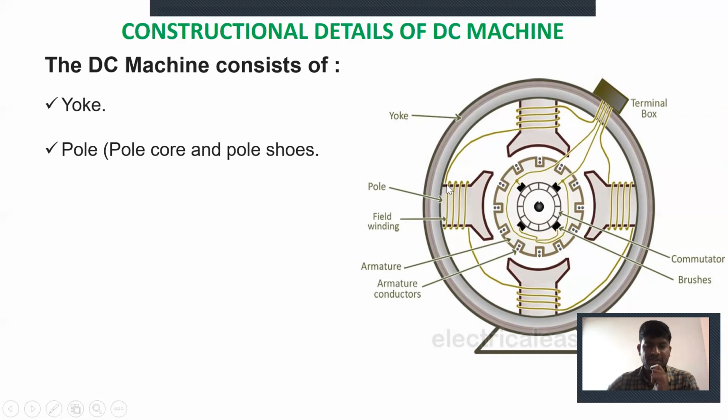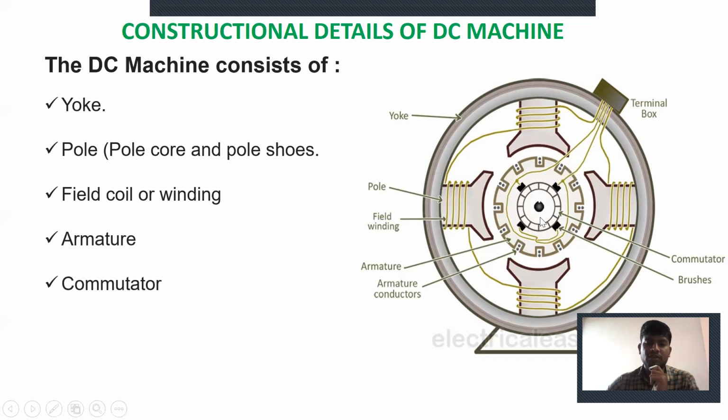Poles are magnetic poles, and these poles carry the field winding. Next is the field coil, or field winding. Next we can see the armature. This is the armature. Next is the commutator, inside the layer. And next we have the brushes, and then the bearings.